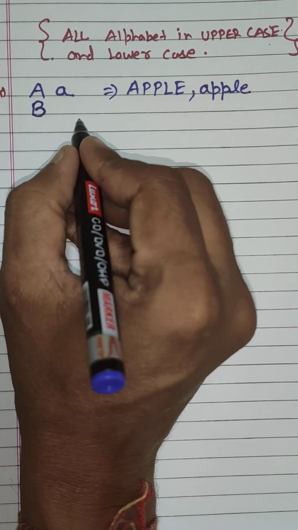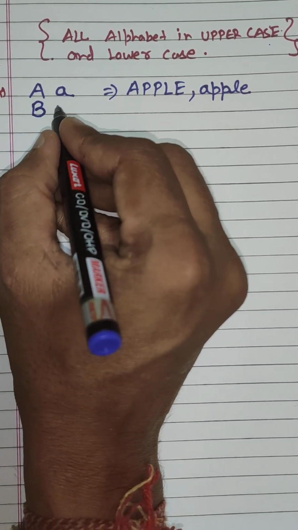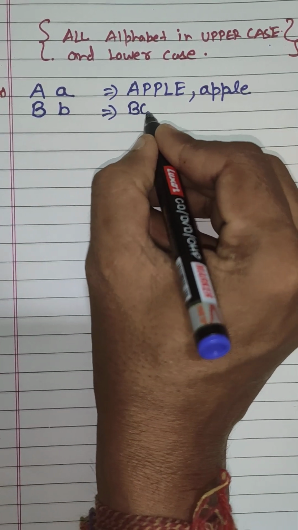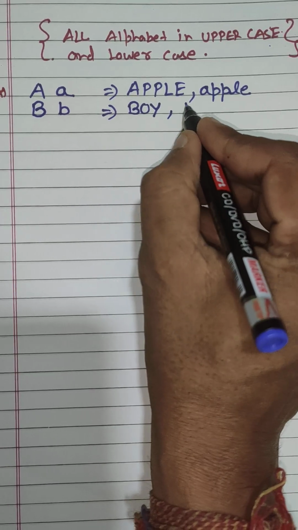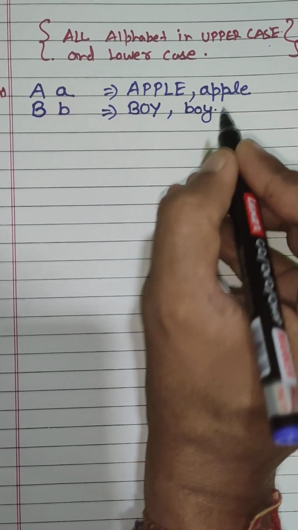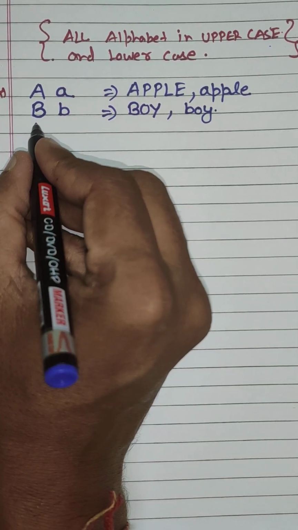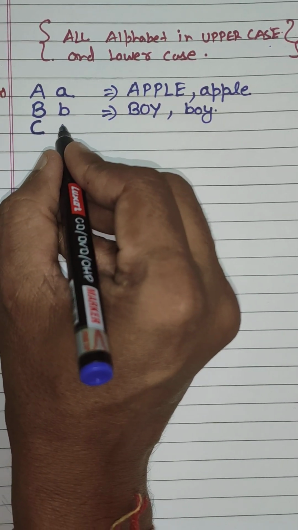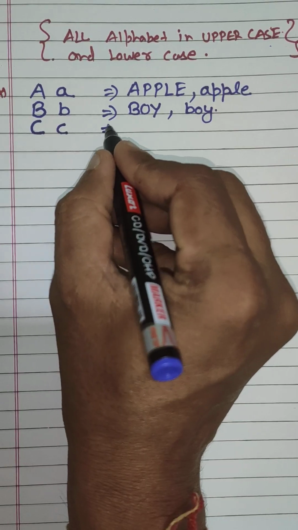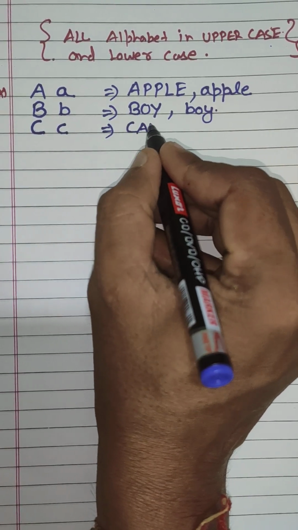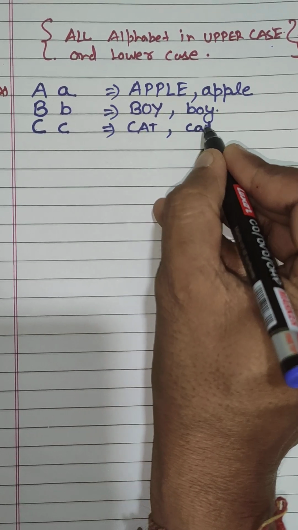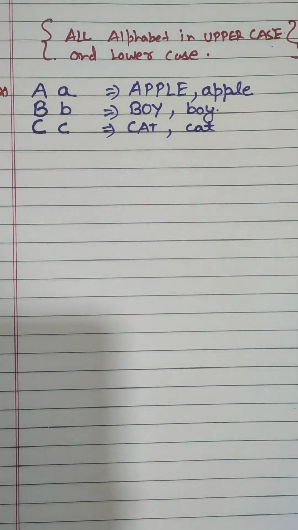Then we will write B, then small b. B for boy. Then again capital C in uppercase, and small c in lowercase. C means cat. Cat.